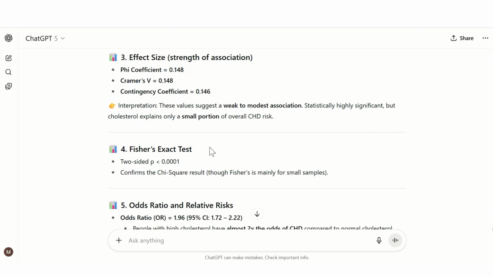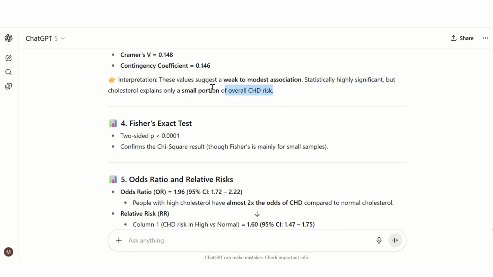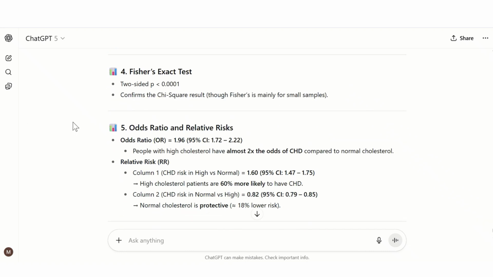Okay, it is also calculating the strength of association. Phi coefficient 0.14, Cramer's V 0.148, contingency coefficient 0.148, and here is the interpretation. These values suggest a weak to modest association. Statistically highly significant, but cholesterol explains only a small portion of overall chronic heart disease. An important finding, obviously.